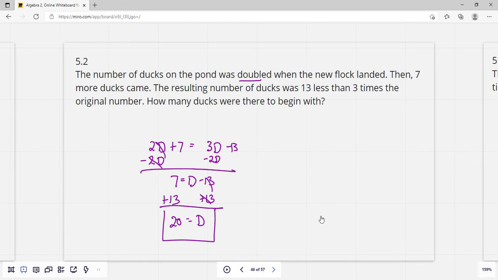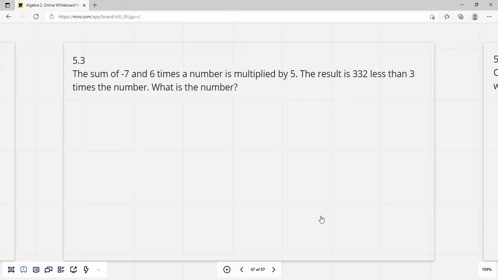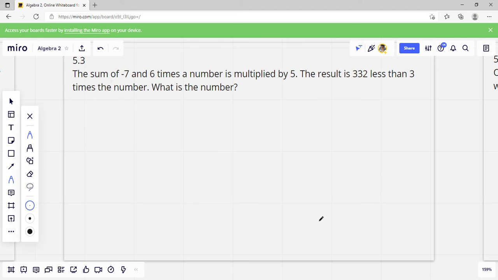So you start with something that's not equal, and then you figure out where you need to add or subtract to make it equal. The sum of negative 7 and 6 times the number, so that'll be 6 times our number minus 7 is multiplied by 5. So the sum of all this is multiplied by 5. The result is 332 less than 3 times the number. So I'm just going to put equals 3 times the number. And this side is 332 less, so that means I have to subtract 332 from that side to make those equal. Now I'm just going to solve. So first I'm going to rainbow here.